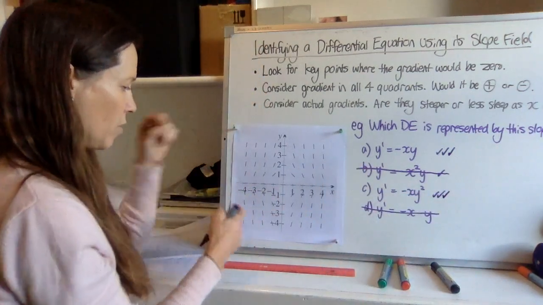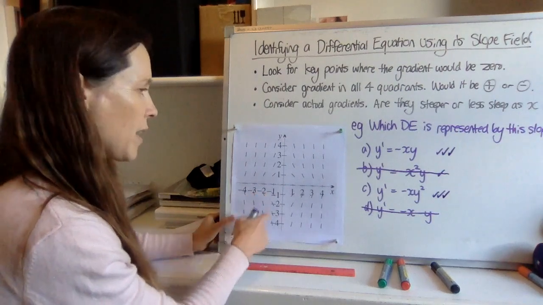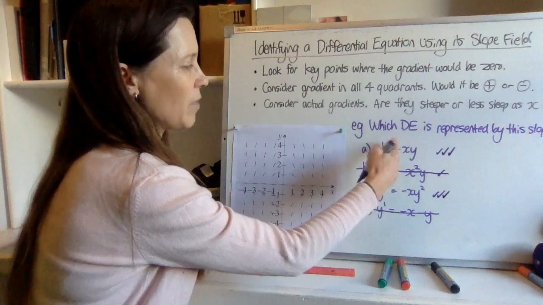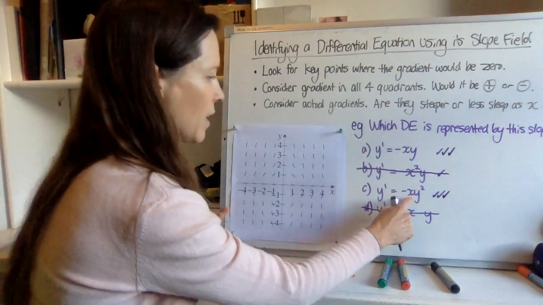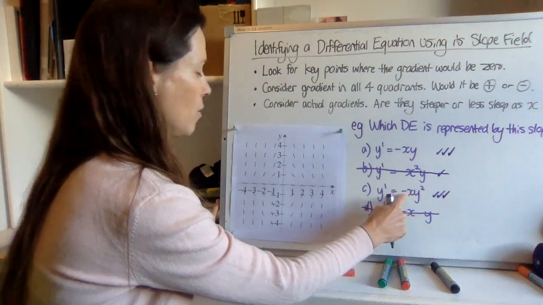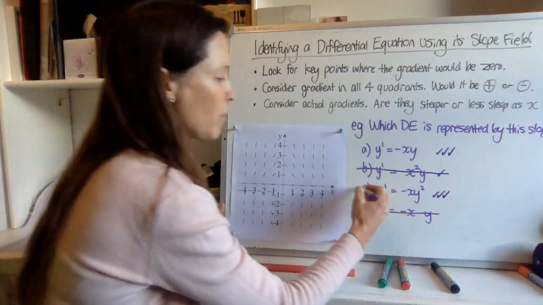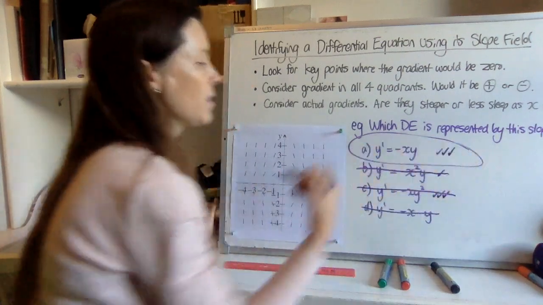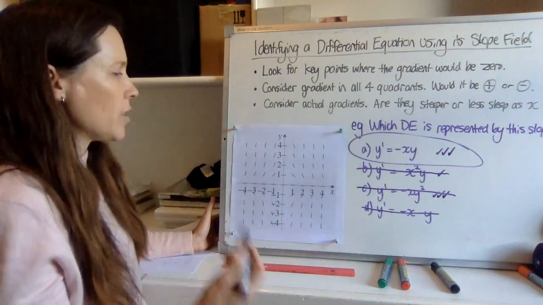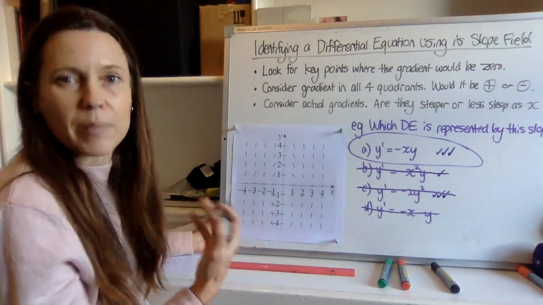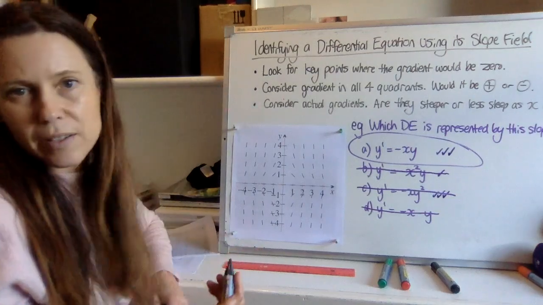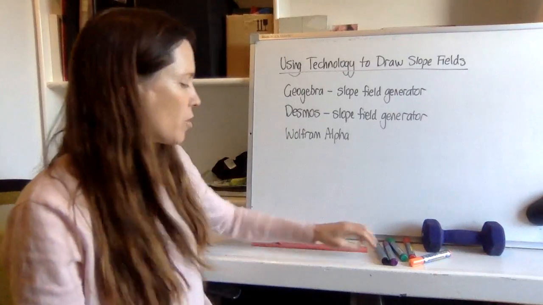We need to look at this quadrant, and we can see both x and y are negative here. So a negative times a negative is a positive, multiplied by a negative, that would make it negative, and it is. And here, this would be positive, multiplied by a negative is negative, multiplied by a negative, this would have to be positive. So that we've ruled it out, and we've found the winner. This must be the differential equation that's represented by this slope field. So a bit of a process of elimination sometimes in questions like this, but you can generally narrow it down using these strategies. Now you can also use technology to draw slope fields.